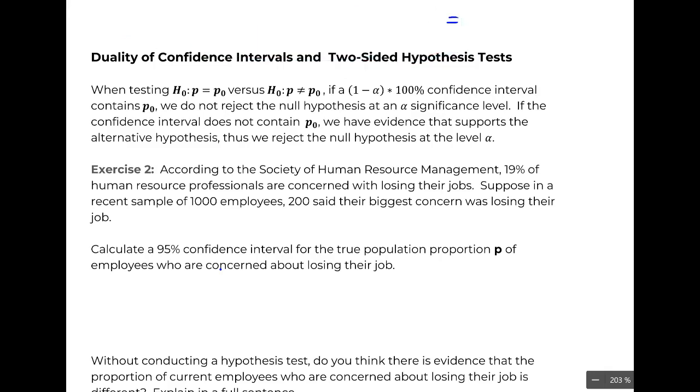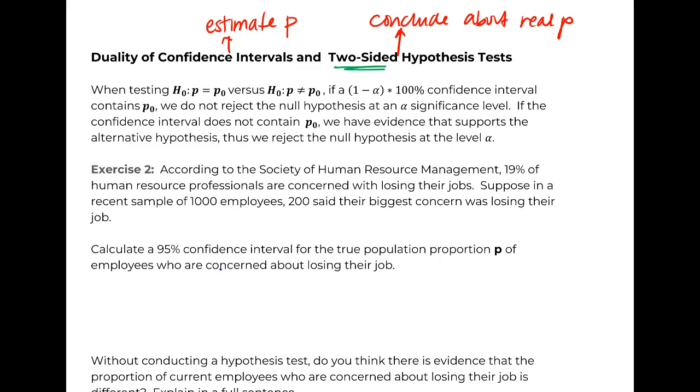There's a duality. The fact that we can estimate what the real P is means that we can also make some conclusions about real P. And to keep things simple, this is going to focus on a two-sided hypothesis test. So if we're doing a two-sided hypothesis test, essentially what's going to happen is if our interval contains P naught.